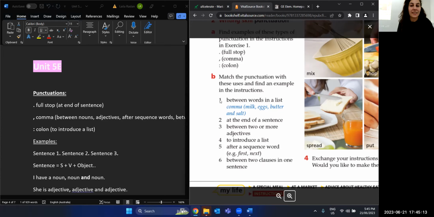So number 1, between words in a list. We know that's a comma. Milk, comma, eggs, comma, butter, and the last one, we must say and salt. So we must have the comma before the and. So when we talk about nouns or adjectives, we want to talk about more than one, then we must use a comma.